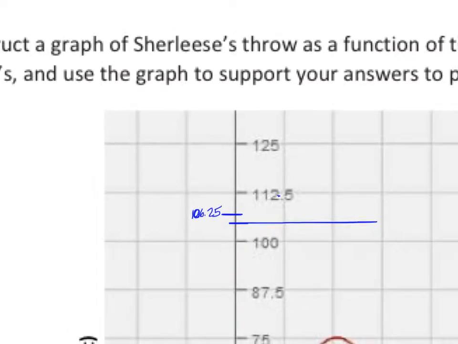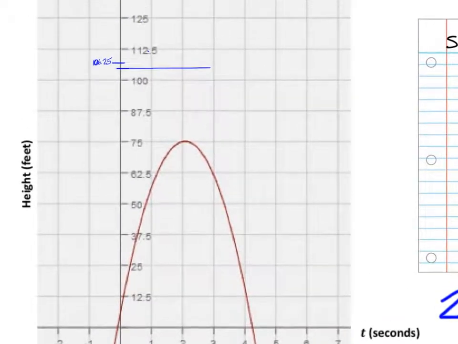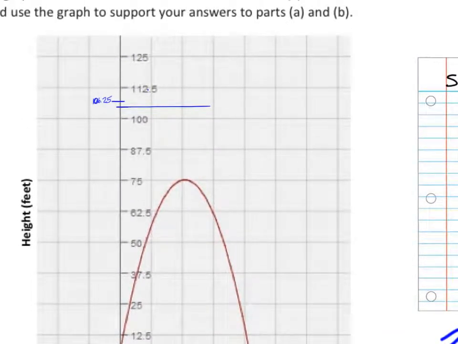So we need 103.52. In here, halfway between 100 and 112.5 would be 6.25, so that's 106.25. We need about 103, so it's going to be right here. And she went 2.47 seconds. So we're going to go halfway between 2 and 3 and just put a dot there.